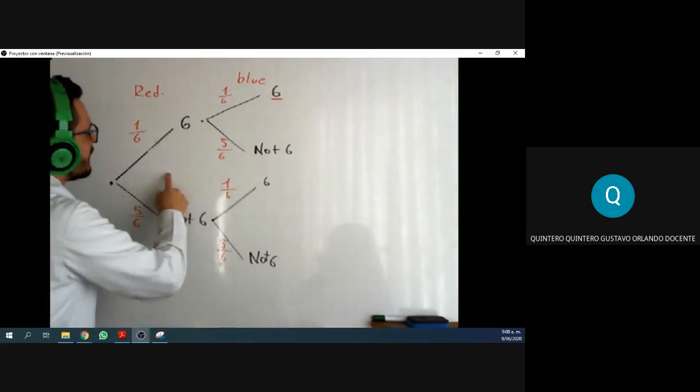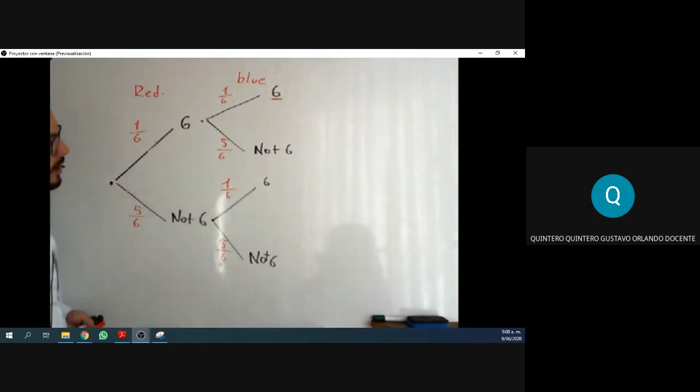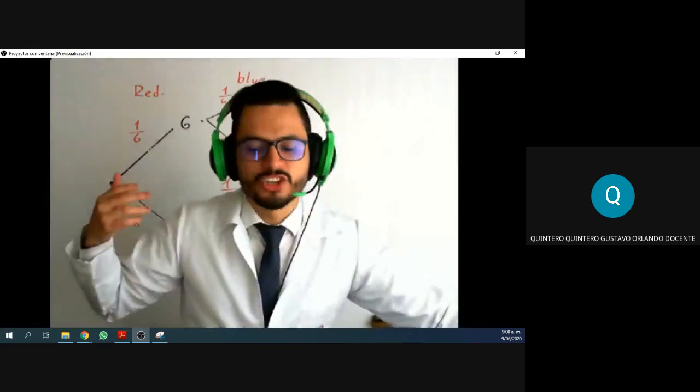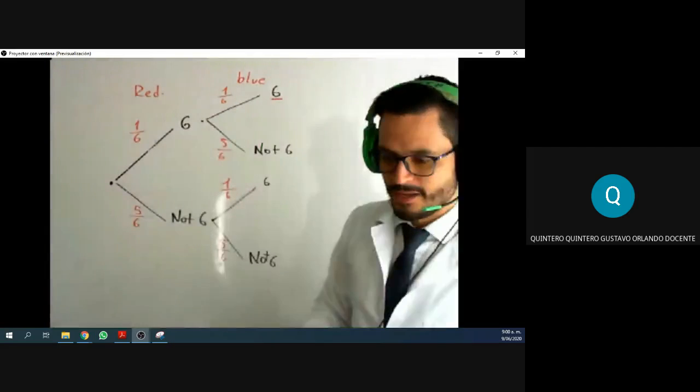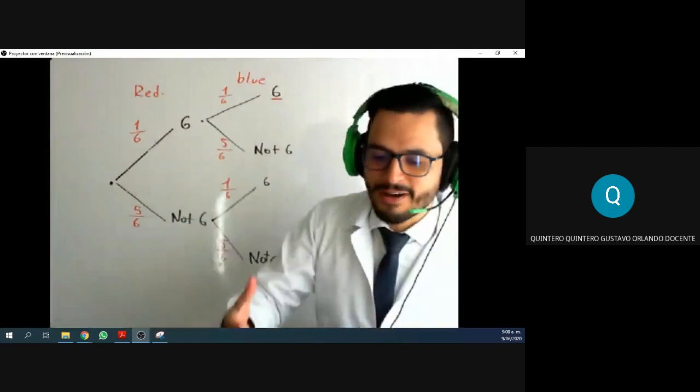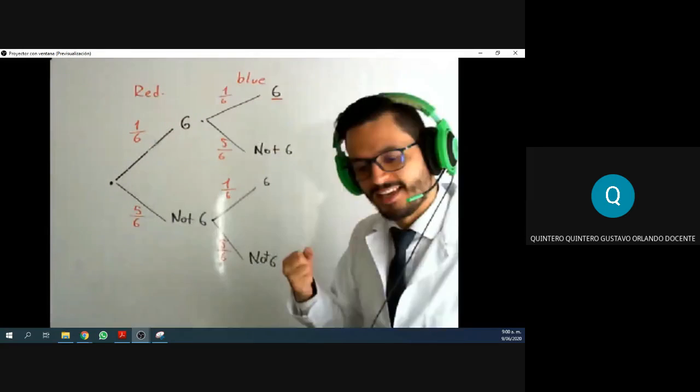Now that we have our tree diagram, we can answer all of the questions. We can answer a lot of questions. And look at this. The beauty of this diagram is that we can write intersections with this. Even though this is not a Venn diagram, we can find the probabilities of intersections in here.